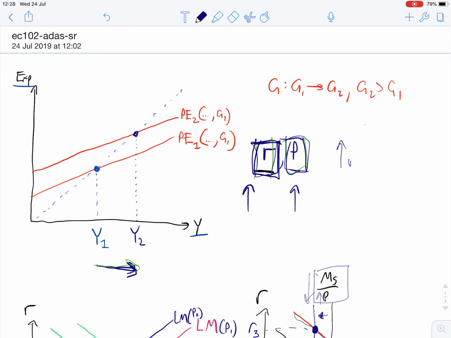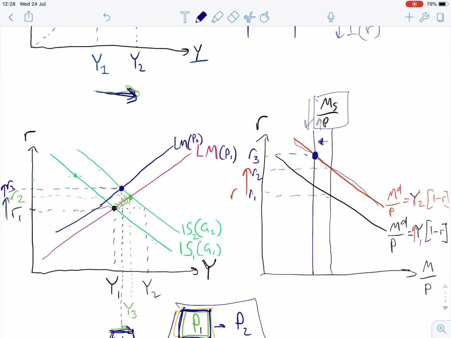Because interest rates have gone up, we've shown that they went from R1 to R3. Interest rates have gone up. That tells me that the I, or investment, has gone down in our planned expenditure function. Remember, this was exactly the channel that we talked about as defining the downward sloping nature of the IS curve.